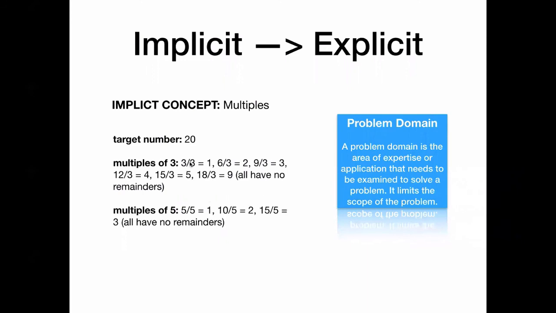So 3 divided by 3, no remainder, a multiple. 6 divided by 3, a multiple. So these are all the multiples of 3 and 5, because all have no remainder. So that's something to take note of.